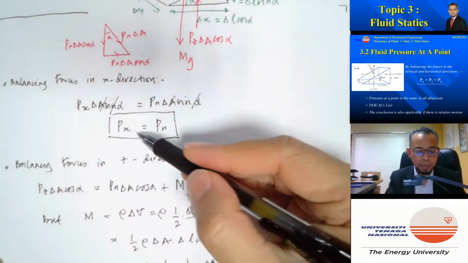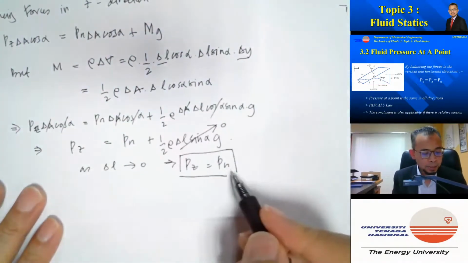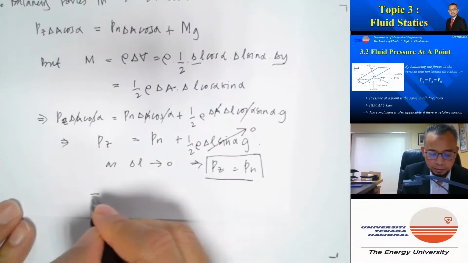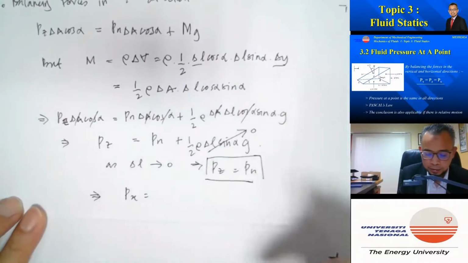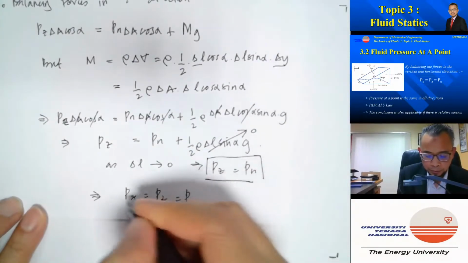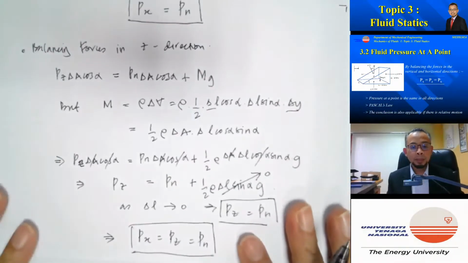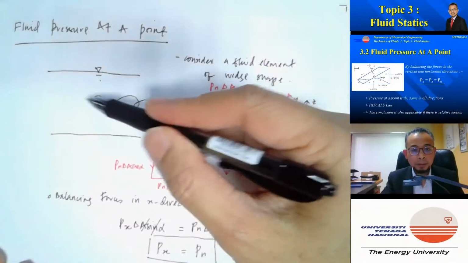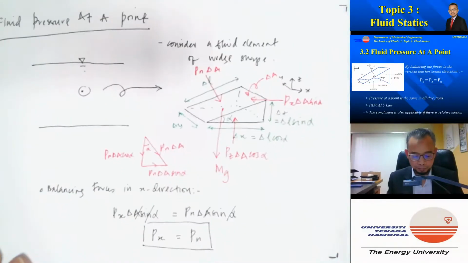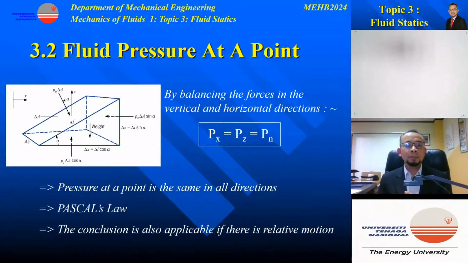Just now we have Px is equal to Pn. Now we have Pz is equal to Pn. So now we can write Px is equal to Pz is equal to Pn. So basically, the forces act equally in all directions. We can conclude that at any point within the fluid, pressure is acting in all directions equally. And there is a name for this law. This is called Pascal's law. And this conclusion is also applicable even if there is relative motion.